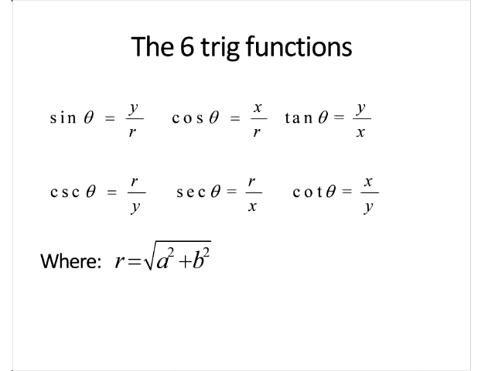The last time we talked, we were looking at the sine and cosine, and now we're going to look at all 6 trig functions. So here they are laid out for you, all 6 of them there. And remember that this is contingent on r equaling the square root of a squared plus b squared. So let's get to an example.